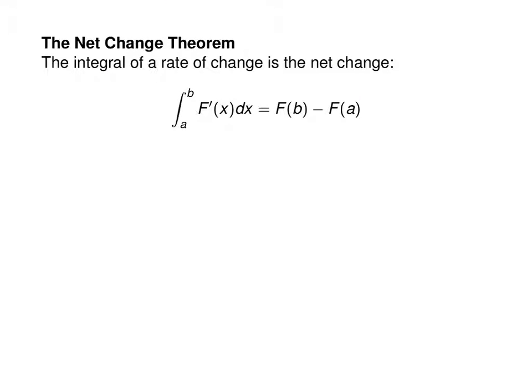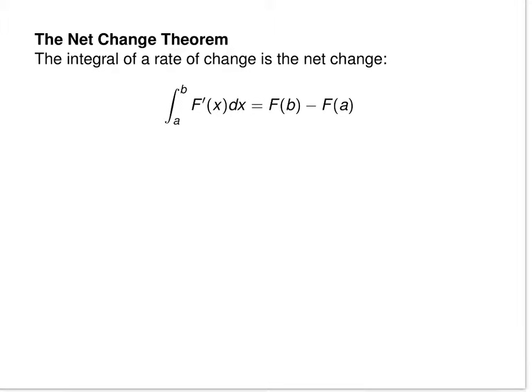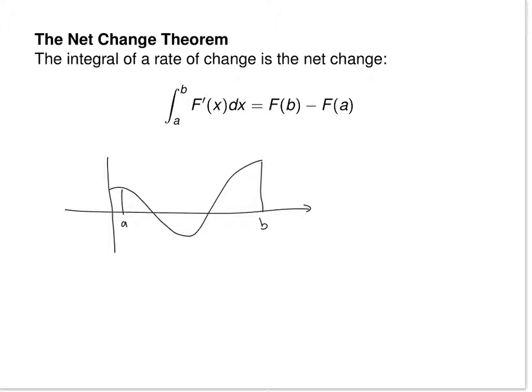Okay, so the last thing we have in this section is something called the net change theorem. The integral of a rate of change is something called the net change. So, for example, suppose this is my A and this is my B, and this is in seconds, and this unit is in meters per second. And suppose this is the graph of capital F prime of x.